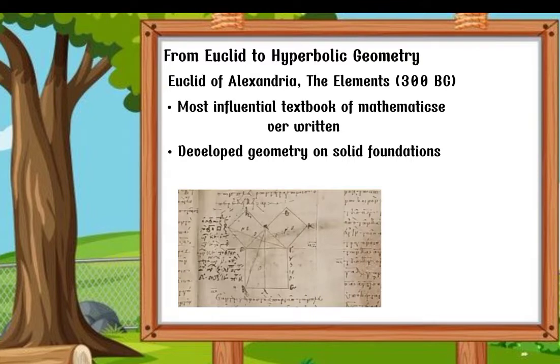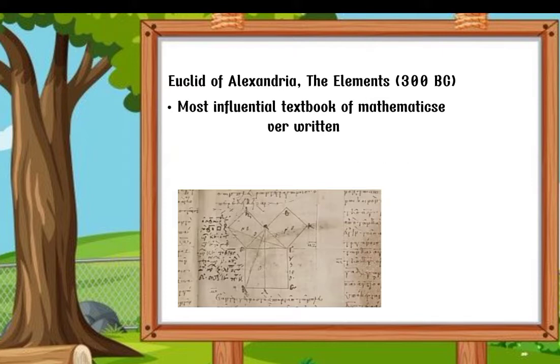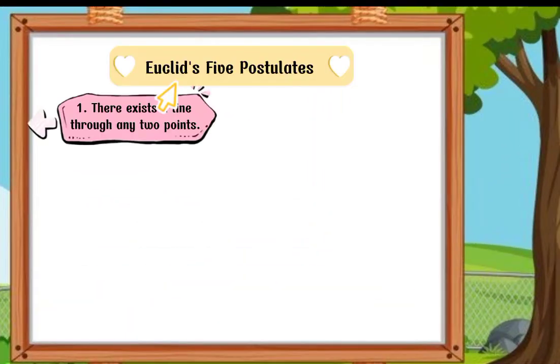Here, I just include a photo of a manuscript of the Elements, where you can see the Pythagorean theorem. This is a 19th century manuscript. What are those 5 fundamental truths, postulates or axioms? Let me go over them quickly.